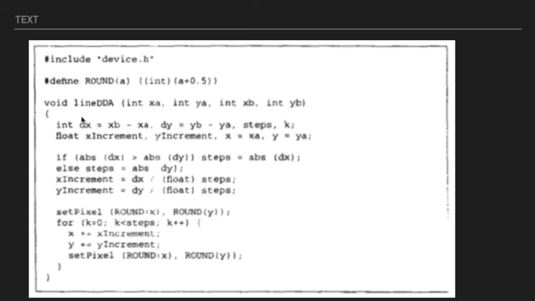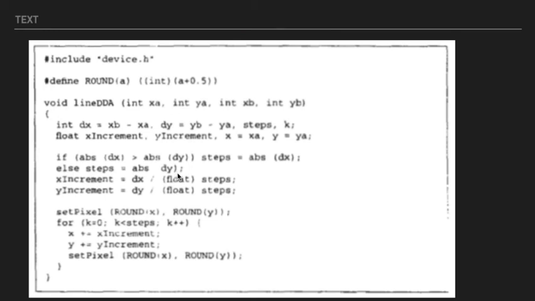The value of dx is the horizontal difference, that is xb minus xa, and the value of dy will be the vertical difference, that is yb minus ya. Then the difference with the greater magnitude will determine the value of the parameter steps. That is, which value is greater. If the value of dx is greater, then steps will take the value dx, and if dy is greater, then steps will take the value dy. So for that you have this if else condition: if the absolute value of dx is greater than the absolute value of dy, steps is equal to the absolute value of dx, else steps will be equal to the absolute value of dy.